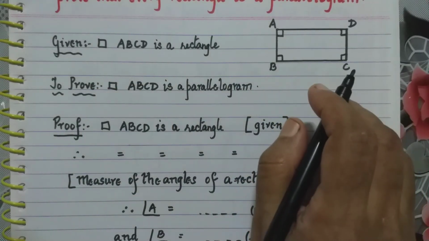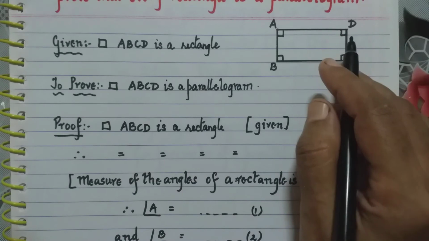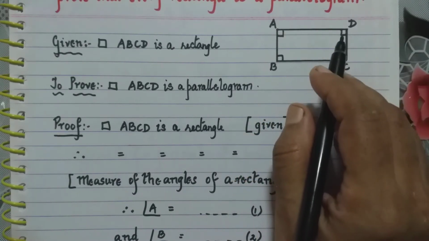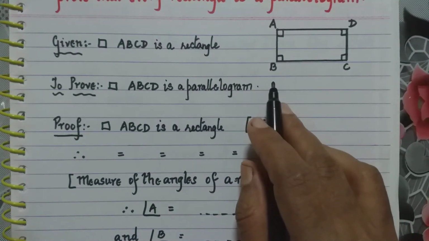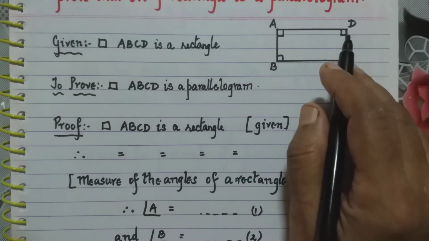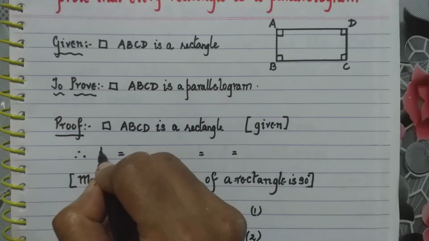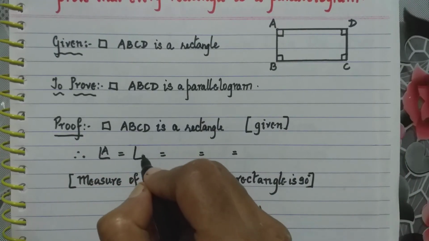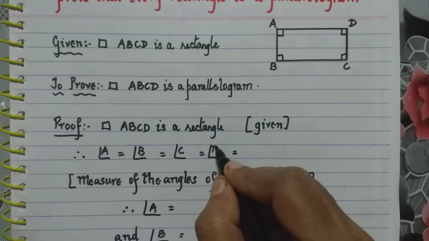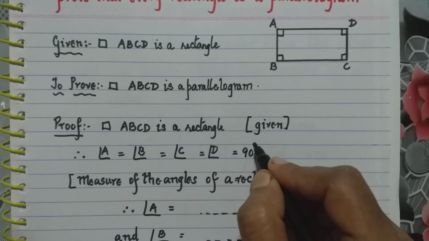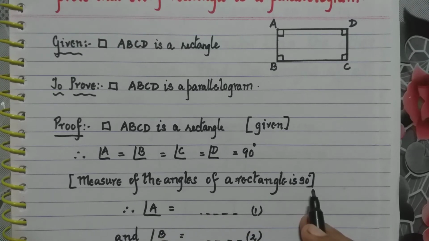Now what is the property of a rectangle? We know that in a rectangle every angle is a right angle, or every angle measures 90 degrees. So can we say that angle A is equal to angle B is equal to angle C is equal to angle D is equal to 90 degrees? So I'll write here angle A equal to angle B equal to angle C equal to angle D equal to 90 degrees. Okay, why? Because the measure of the angles of a rectangle are 90 degrees.